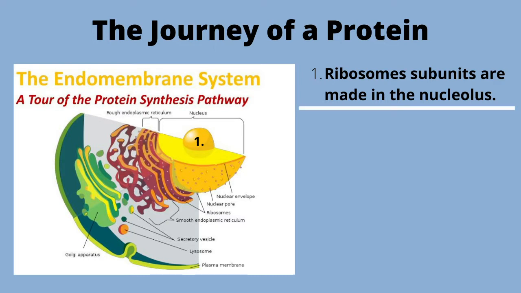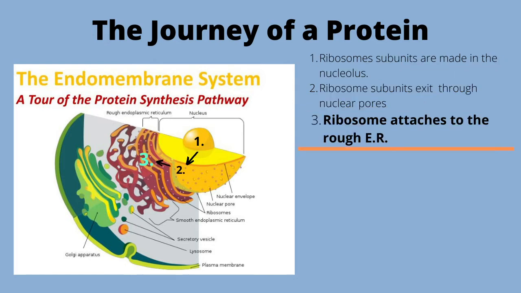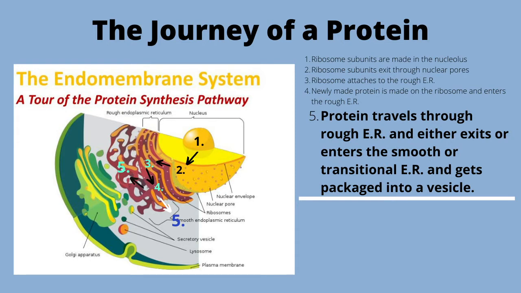The ribosome exits through nuclear pores. They attach to the rough ER, and newly made protein is made on the ribosome and enters into the rough ER. Protein travels through rough ER and exits either through the smooth or the transitional ER and gets packaged into a little vesicle. It's like a little sack.